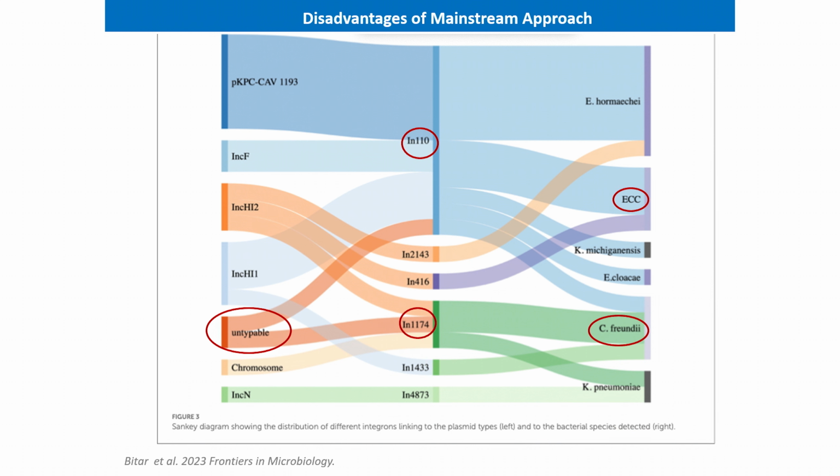And finally, there's another problem that not everybody talks about, that not all plasmids are typable. So if you upload your assembly on the PlasmidFinder, there are some plasmids that are untypable, which in this case carry different integrons carrying the same antibiotic-resistant genes in 2 different species.